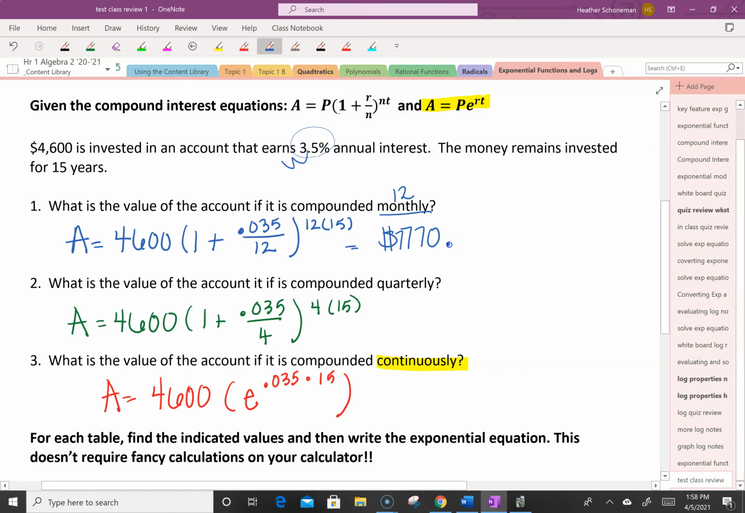Oops, I rounded 7. There we go. Okay, on the next one, everything is the same. The initial value is 4,600, 1 plus the rate, but this time it's compounded quarterly. Quarterly is 4 times a year, so then we have 4 times 15 up in the top.